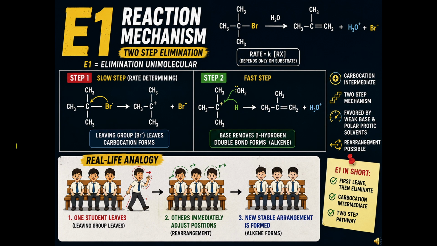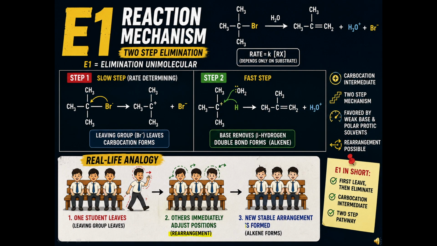Imagine you're sitting in a classroom bench with your friends. Everyone is tightly packed. Suddenly, one student gets up and leaves. What happens next? The others immediately adjust and spread out to gain stability and comfort. That is exactly how the E1 reaction mechanism works.